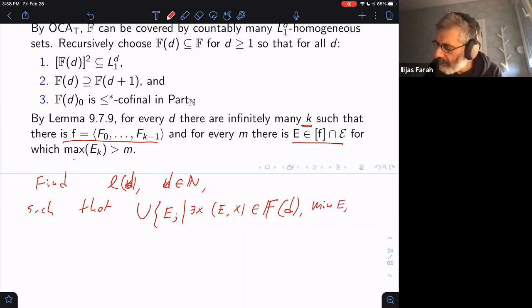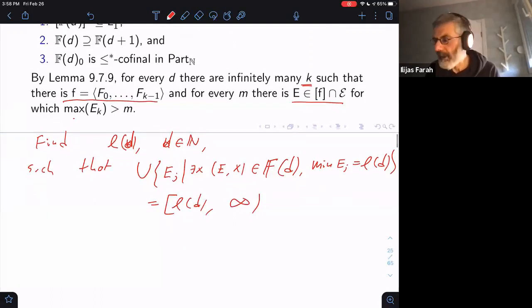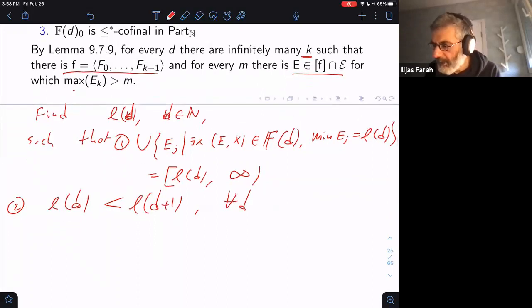And the minimum of E_J is equal to this L_D, so that this union is the interval from L_D to infinity. And so this is property number one. Property number two was that this sequence is increasing: L_D is less than L_{D+1} for all D. So the first property is exactly what I just said, that we have these infinitely branching nodes, and it's even weaker than that. This is really all I need.